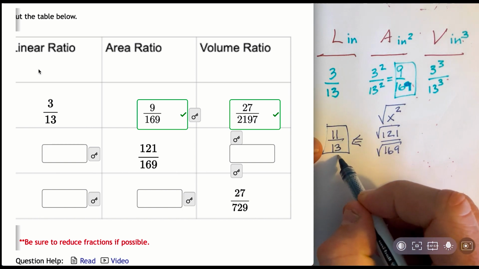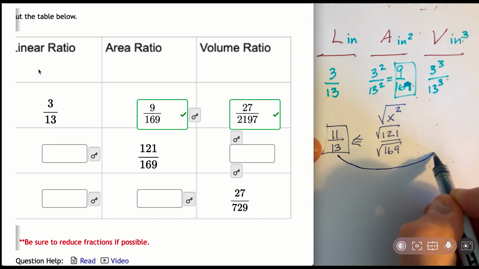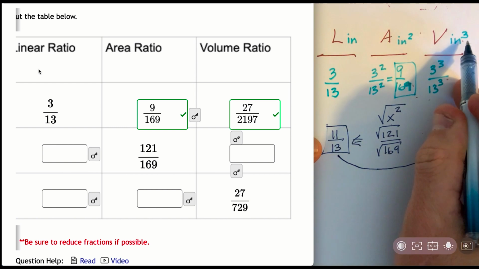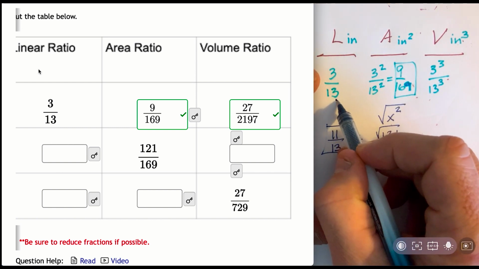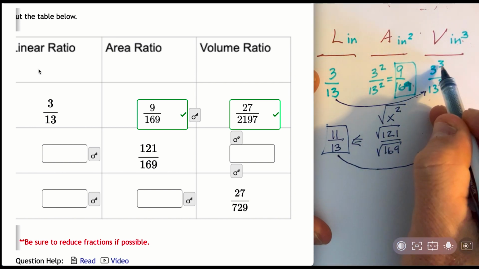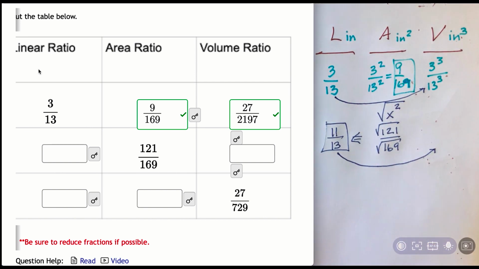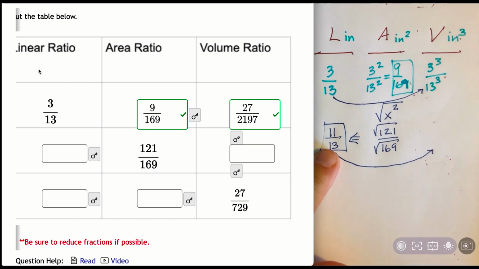Now that we know this, we can then change our linear one the same way you change the other one, by cubing the inches to get it into inches cubed for volume. Just like you did in this one right here, you did 3 over 13, and you cubed those values to get it as 3 cubed over 13 cubed. So we already know what 13 cubed turns into.